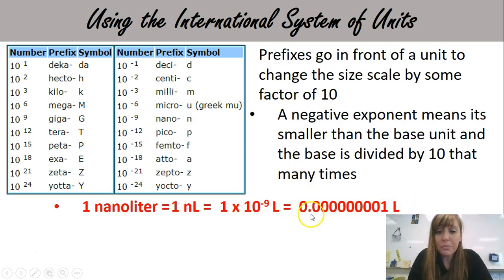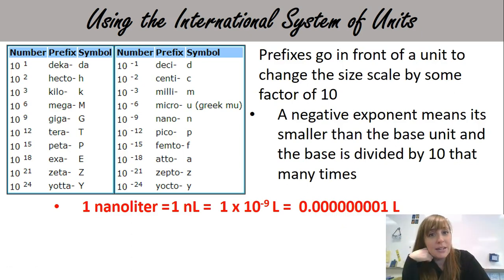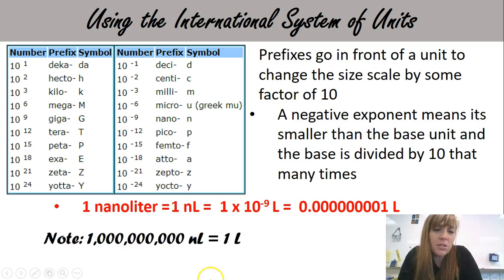0.000000001 liters. Between the decimal place and the 1, there are 8 zeros. It's a really, really teeny tiny bit of volume of some sort of liquid or gas. It's probably going to be a liquid or gas if it's in liters; generally centimeters cubed or meters cubed are going to be solid, sometimes gases. But if we see a nanoliter, we know that is a very, very small amount of liquid, most likely.